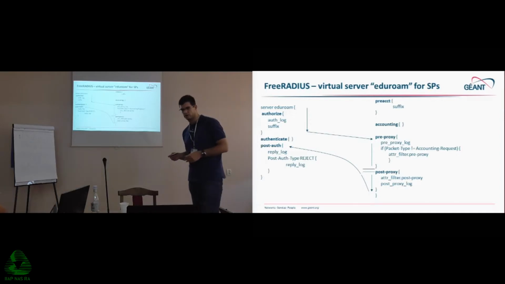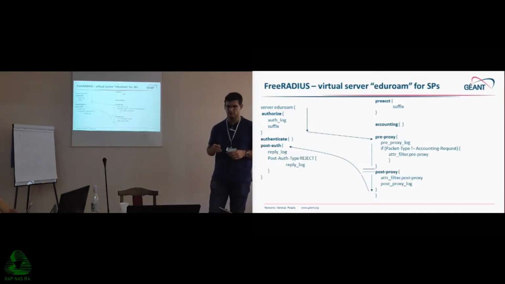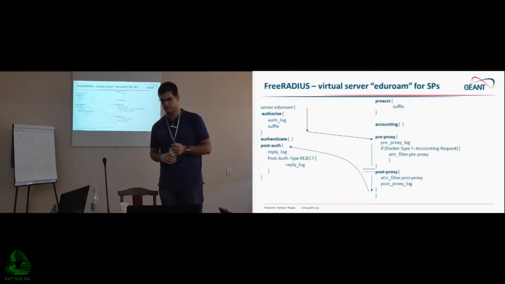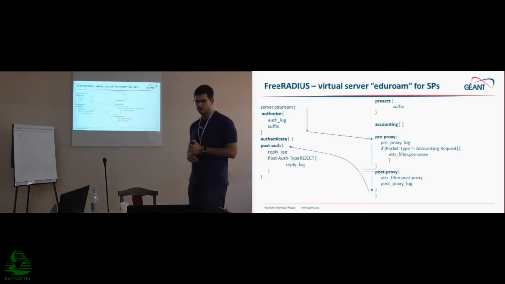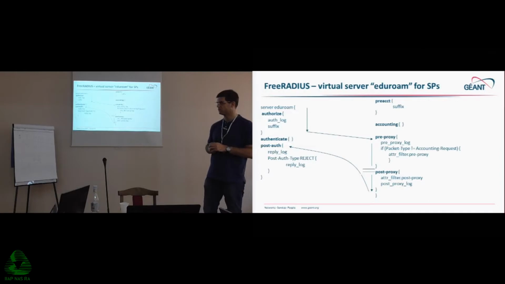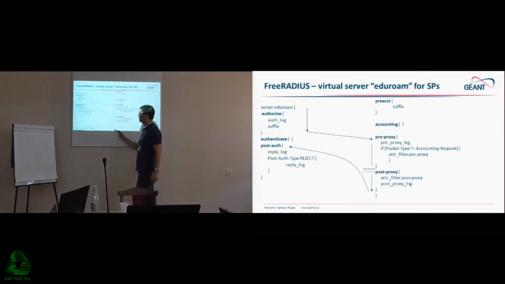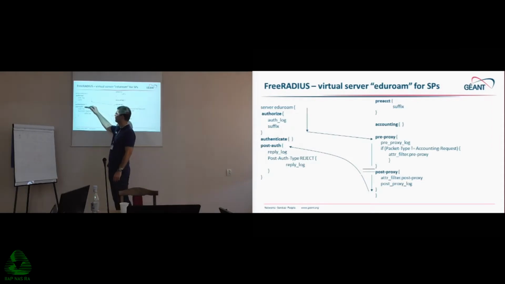which writes down all the radius messages, and in case of, for example, eap, other eap messages. And then again, never mind if the user is authenticated properly or not. The request goes to the post-auth section, which also logs the reply, whether or not it's accepted or rejected.